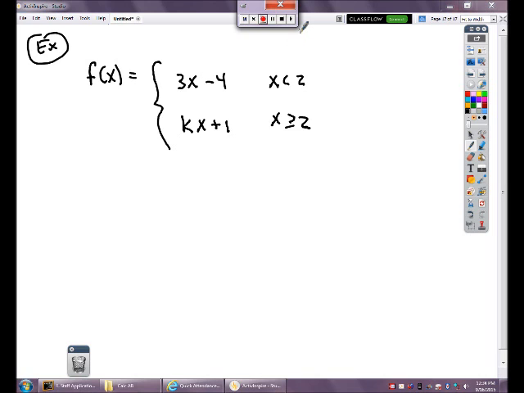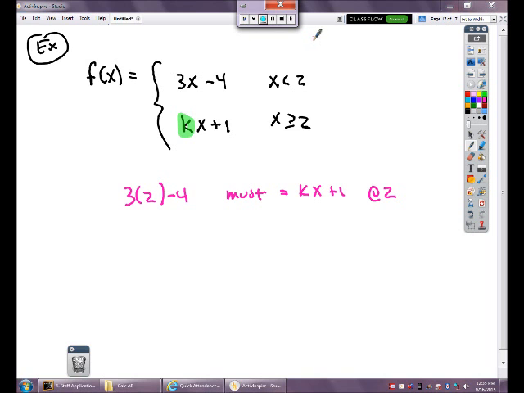Another example. f of x in two parts: 3x minus 4 whenever the x values are less than 2, and kx plus 1 whenever the x values are greater than or equal to 2. I want to find the value of this k in front of the x so that this function is continuous. 3x minus 4 is a line, and kx plus 1 is going to be a line. I don't want there to be any type of gap or jump between those two functions, so I want to make sure that those functions hit each other.